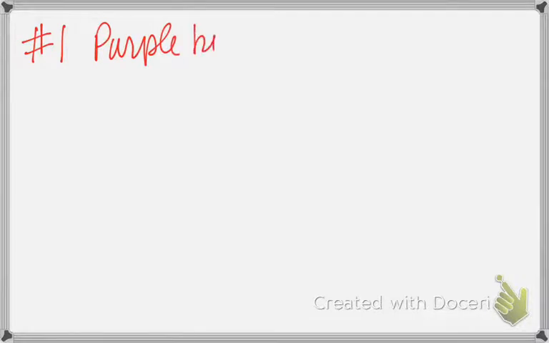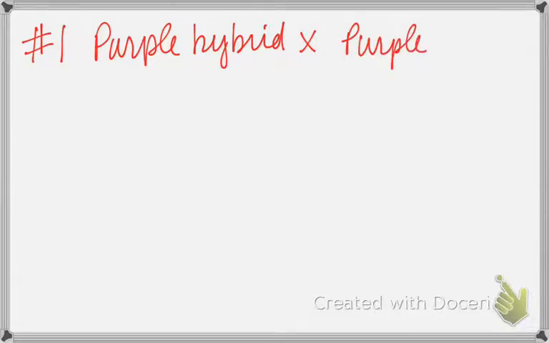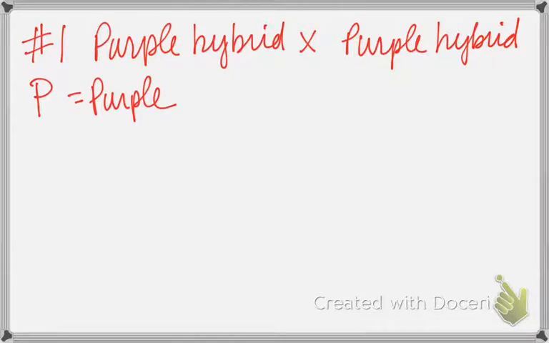Okay, so we're going to practice question number 1. It says purple hybrid crossed with another purple hybrid. Okay, we designated that we would use capital P for what trait? The dominant trait, and that dominant trait is purple. And we use a lowercase p to represent the white trait, which is the recessive trait.